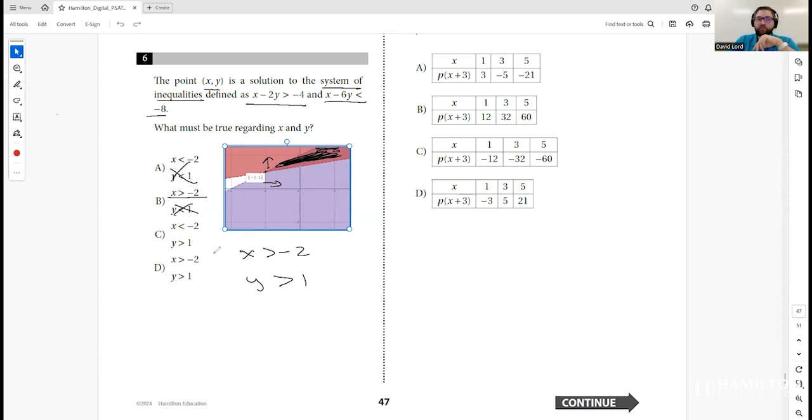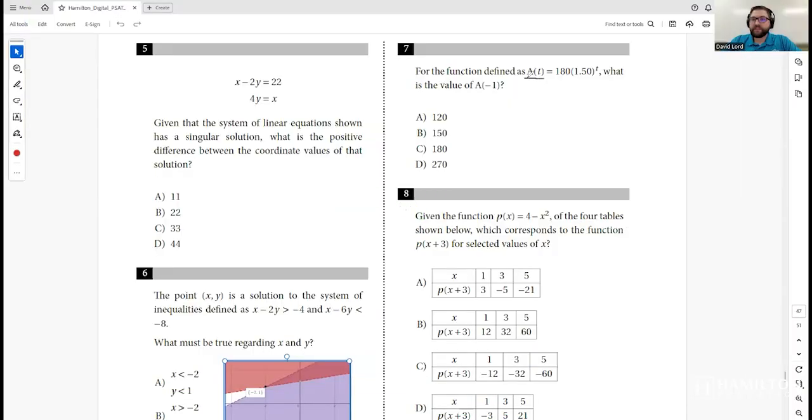This looks great, but then the y is wrong. This looks great, but then the x is wrong. And then D is perfect because x is greater than negative 2 and y is greater than 1. So again, a good reminder that you have access to Desmos, so make sure to use it. For the function defined as a of t is equal to 180 times 1.5 to the power of t, what is the value of a of negative 1? Well, I plug negative 1 in. So a of negative 1 is equal to 180 times 1.5 to the power of negative 1. And then I looked at my calculator for help, and it tells me that it's equal to 120. And that's all we had to do for number 7.